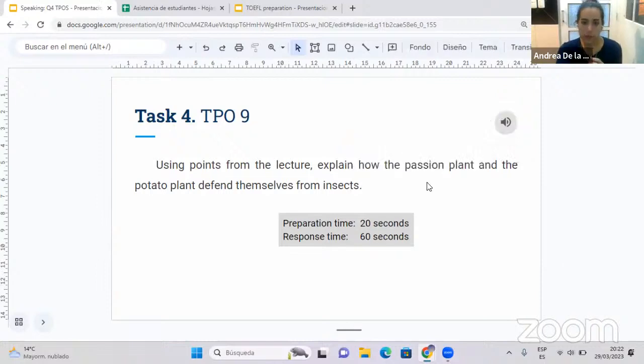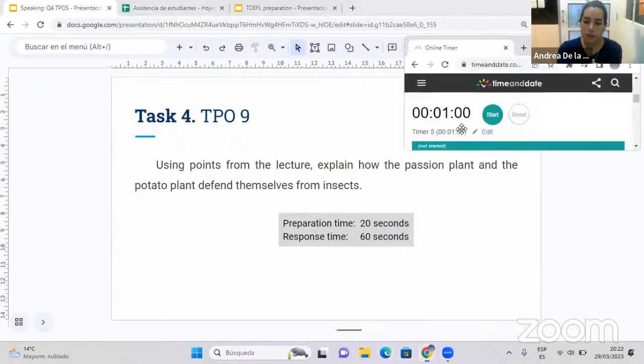Okay. All right, the question says, using points from the lecture, explain how the passion plant and the potato plant defend themselves from insects. Right, the topic here will be just how plants defend themselves from insects. So now you will have 20 seconds to prepare your responses.